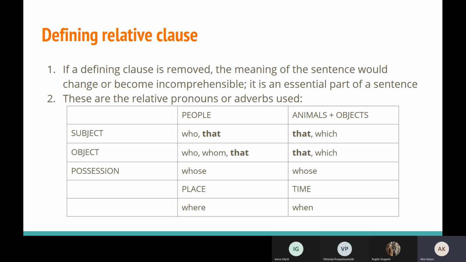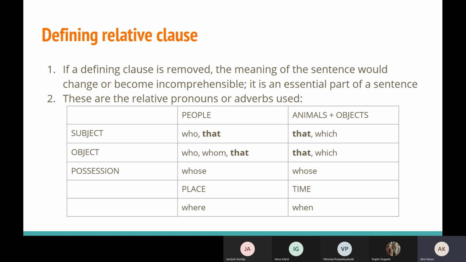So if a defining clause is removed, the meaning of the sentence would change or become incomprehensible. It is an essential part of a sentence, and these are the relative pronouns or adverbs used when we try to link those two clauses. So if we want to define a subject, for example, for people we would use who or that. For animals and objects, we could use that and which. If we want to define an object, then we'd use who, whom, or that for people, and for animals and objects, that, which.